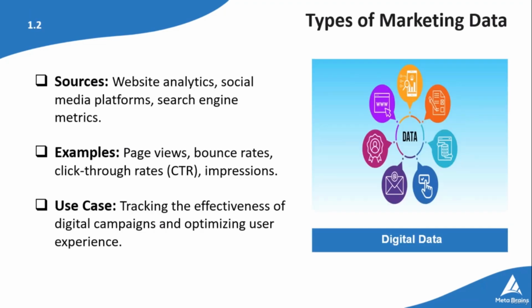First, we have digital data. Digital data is one of the primary sources encompassing website analytics, social media platforms, and search engine metrics. Examples of digital data include page views, bounce rates, click-through rates, and impressions. This type of data is crucial for tracking the effectiveness of digital campaigns and optimizing the user experience.